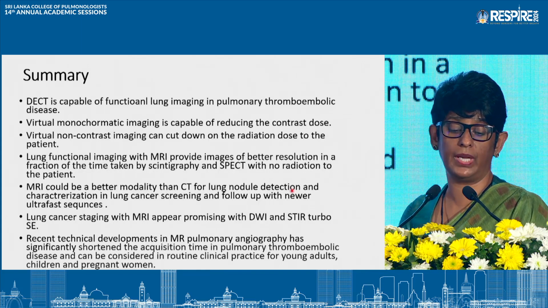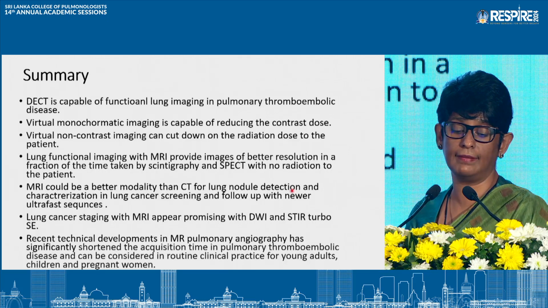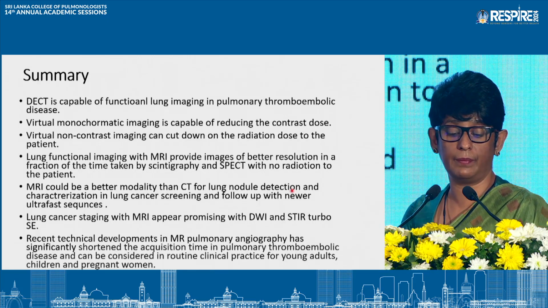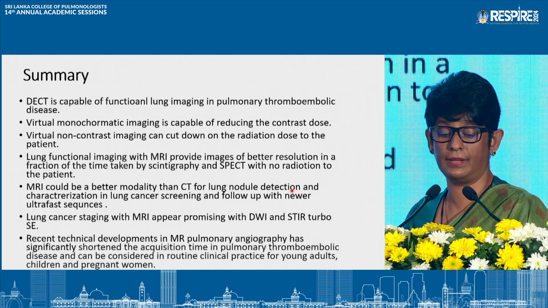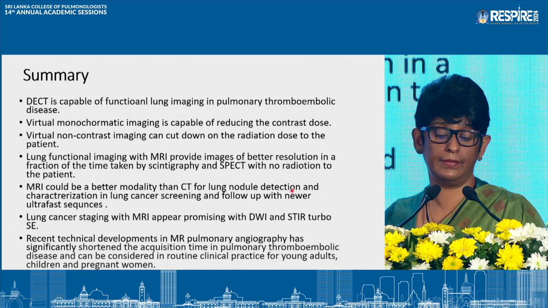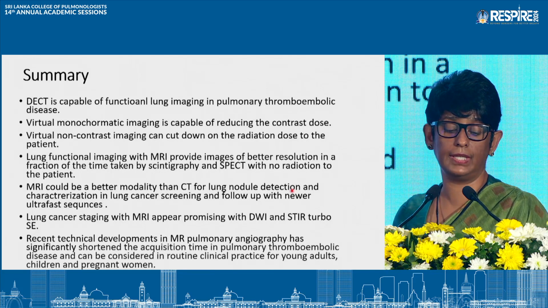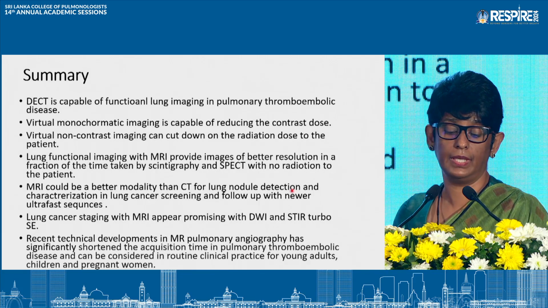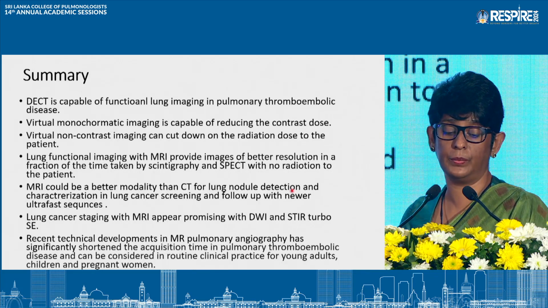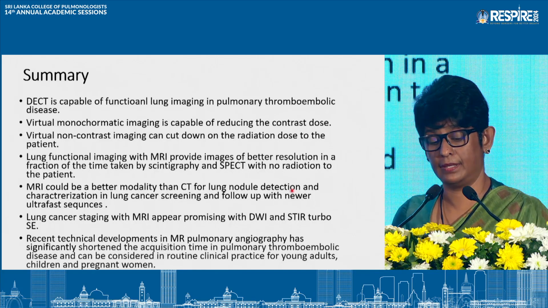MRI would be a better modality than CT for lung nodule detection and characterization in lung cancer screening and follow-up in the future. Lung cancer staging with MRI may appear promising with DW and STIR turbo imaging. And recent technical developments in MRI pulmonary angiography have significantly shortened the acquisition time in pulmonary thromboembolic disease and can be considered in routine clinical practice for young adults and pregnant women.